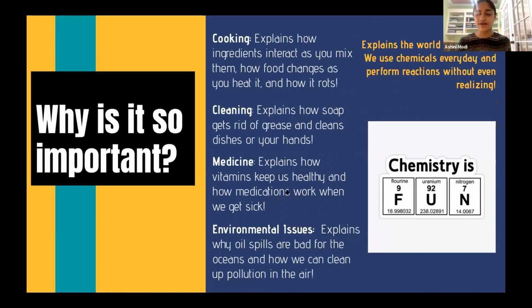One thing that we do every single day that involves so much chemistry is cooking. Cooking explains how ingredients interact as you mix them, how food changes as you heat it, and even how it rots. So when you heat up food, that's chemistry that's occurring. When food goes bad, that's also chemistry that's occurring. When you're cleaning, chemistry can explain how soap gets rid of grease and cleans dishes, or your hands. So every single thing that is involved in the making of soaps and is involved in the cleaning of things around your house involves chemistry.